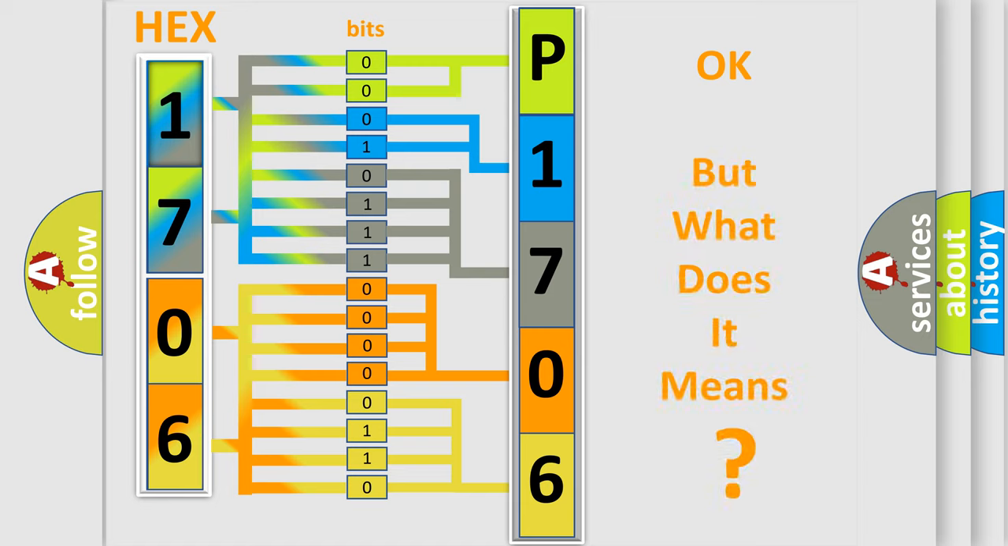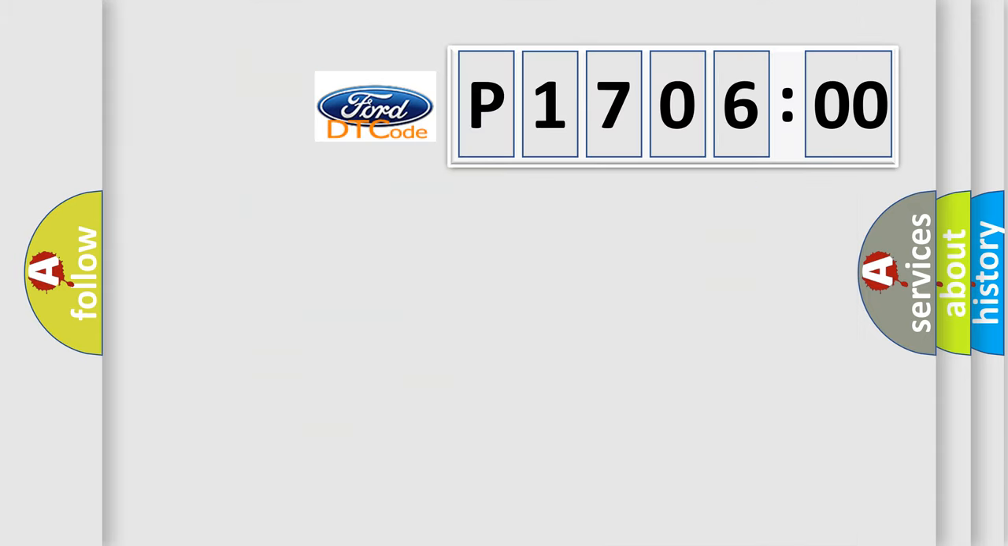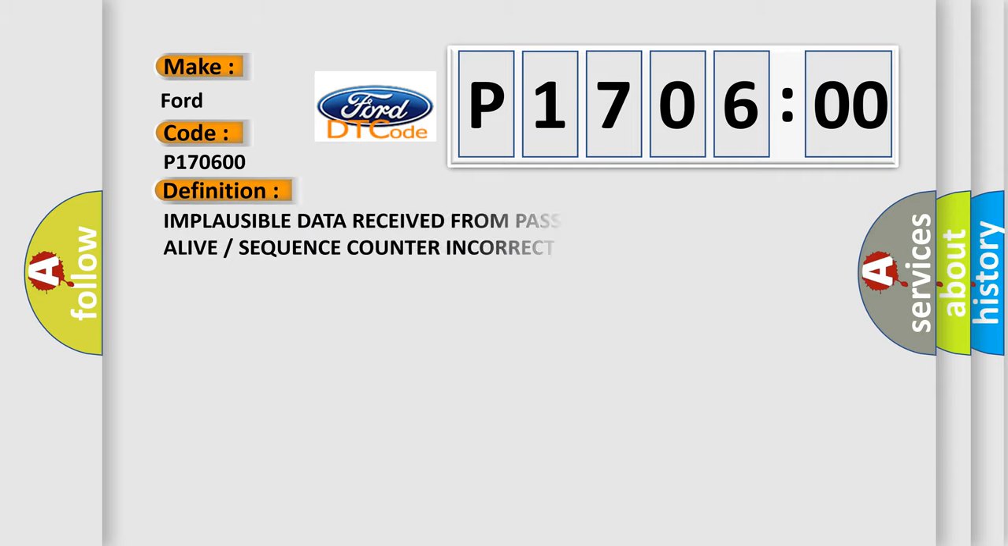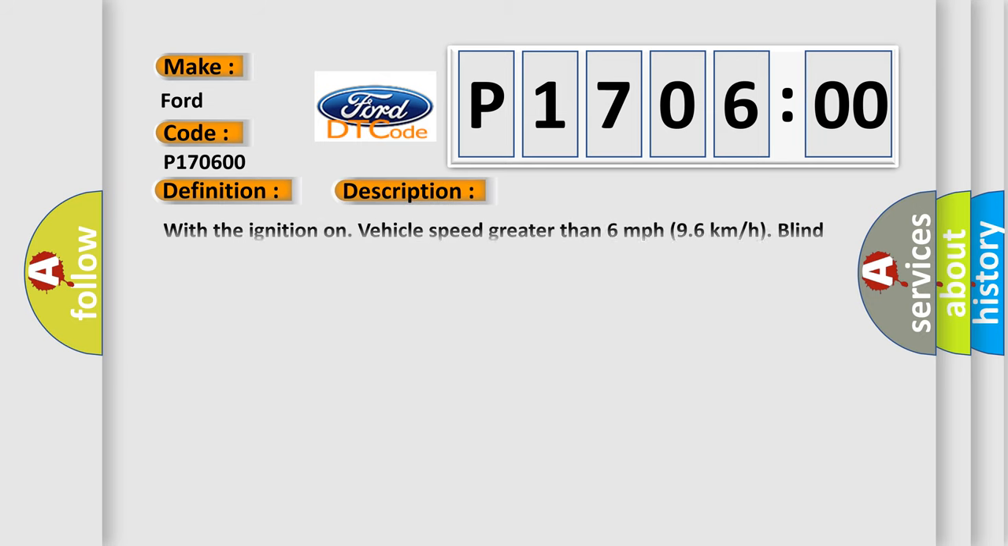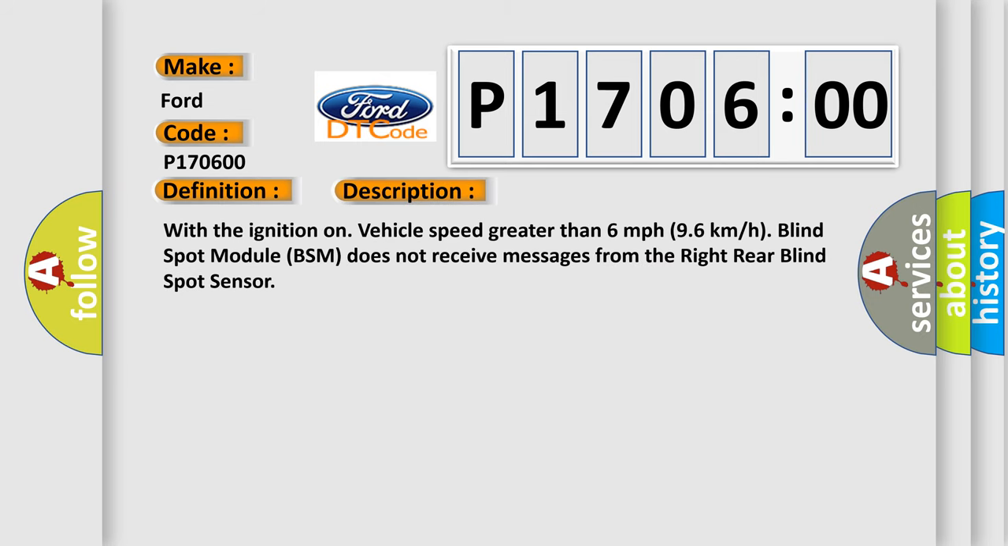The number itself does not make sense to us if we cannot assign information to what it actually expresses. So, what does the Diagnostic Trouble Code P1706-00 interpret specifically for Infiniti car manufacturers? The basic definition is implausible data received from passenger blind spot sensor, alive or sequence counter incorrect or not updated. And now this is a short description of this DTC code.